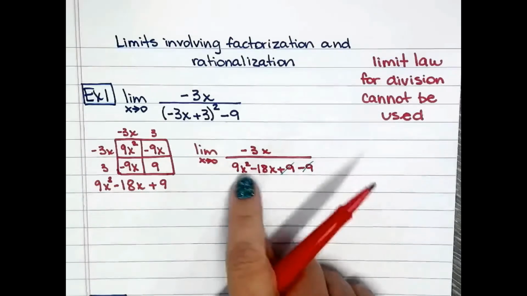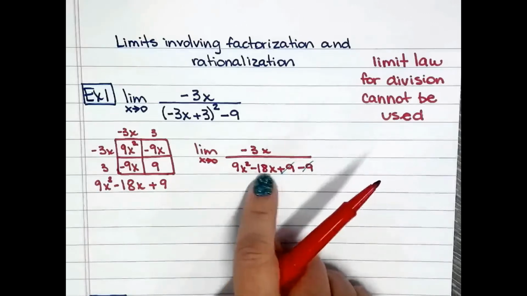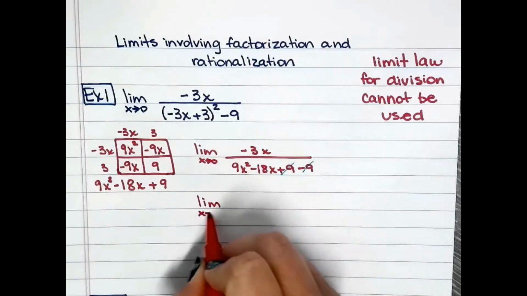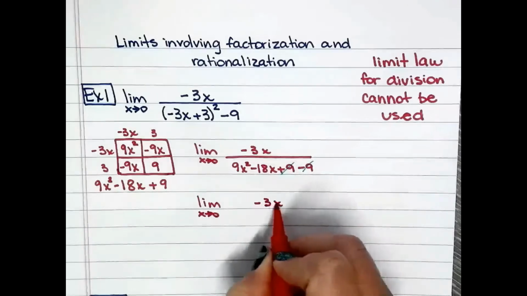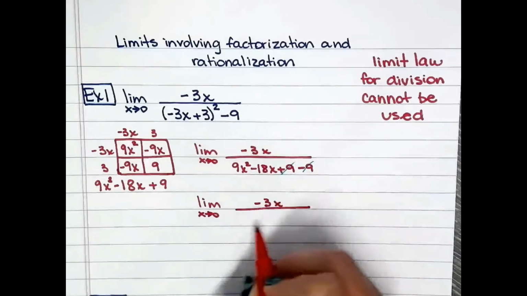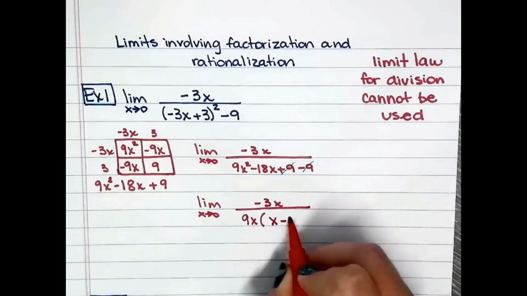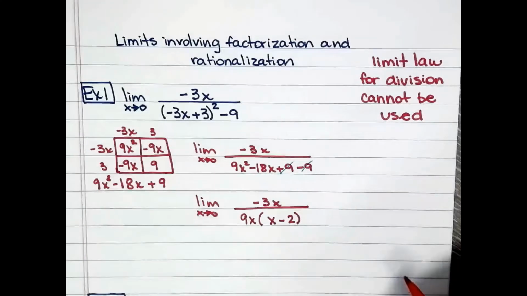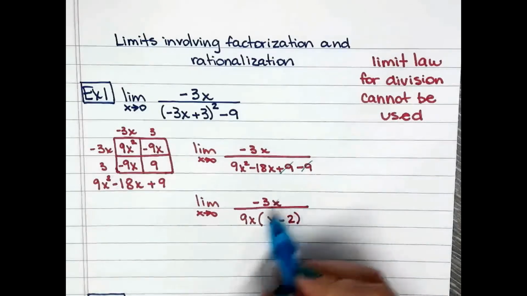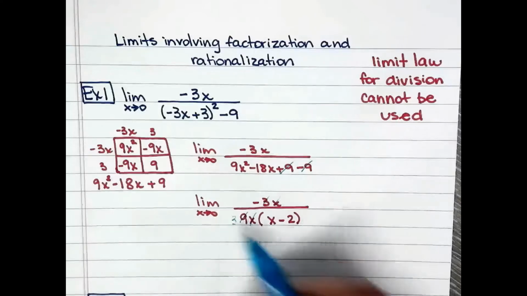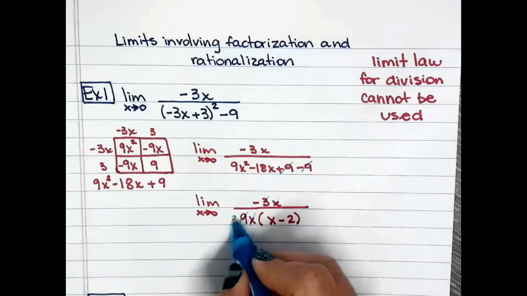Let's go ahead and pull 9x from the denominator. So here I have the limit as x approaches 0. Factoring this out, I have 9x, leaving me with x minus 2 inside parentheses here. Now I have to simplify this rational function. x with x simplifies, and 3 and 9 leaves me a 3 here in the denominator.